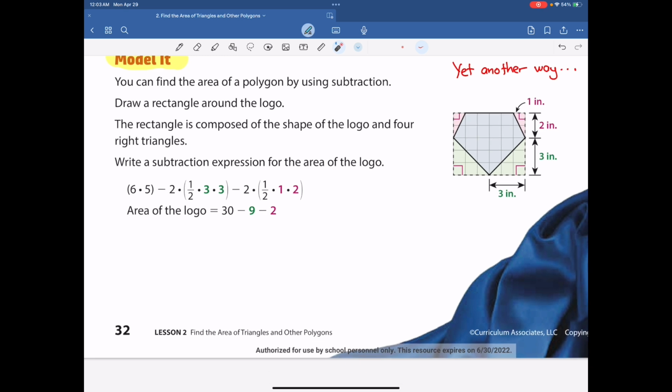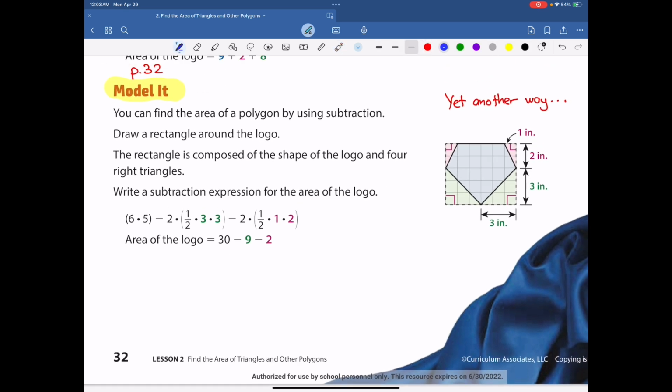So to figure that out, we'll write it down here. The area of the diamond equals, we started with the area of the rectangle, which was too big, minus the area of pink, and then minus the area of green.